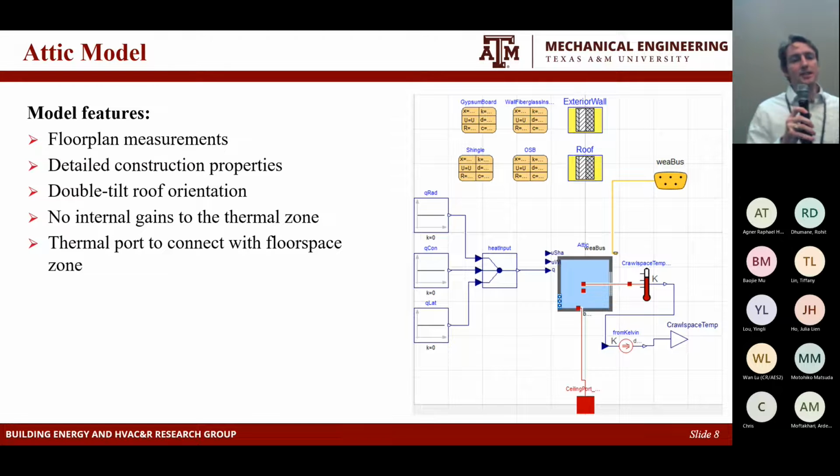Here we can see the attic model that is made. Same thing as the other ones before, we use the engineering drawing to construct this inside of Modelica. There's no internal gains in here because there actually is nothing inside of the attic, and there's no way for any occupants to access it as well. The bottom heat port is the same surface boundary connection that goes to the ceiling of the thermal zone where the occupants are.